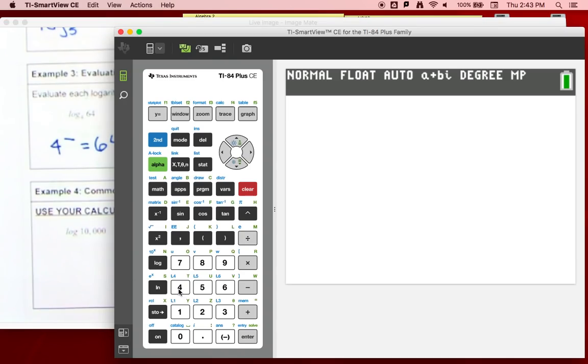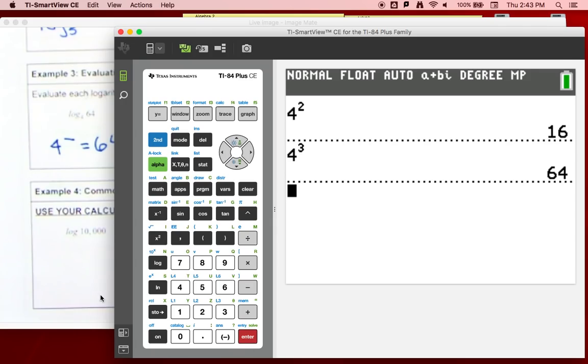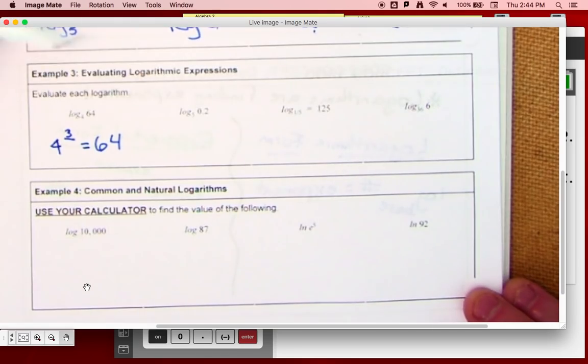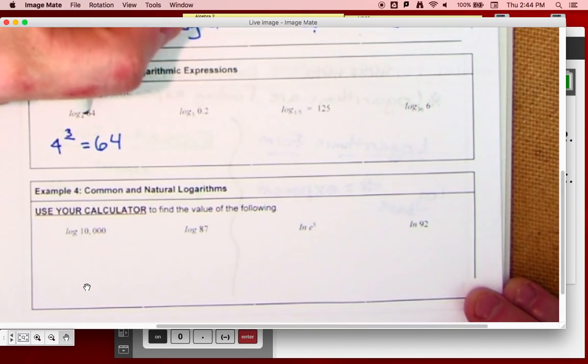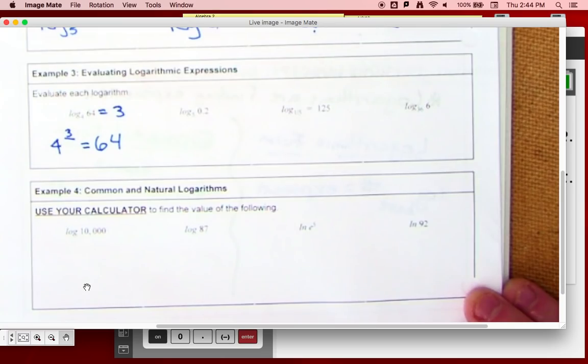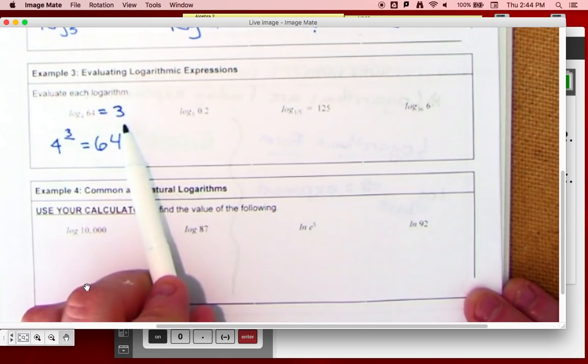Well, let's see here. 4 raised to the second power? No, that's 16, not 64. So 4 raised to the third power, that is 64. So we know that 4 raised to the third power is 64. So if we go back to the original problem, we can say the logarithm in base 4 of 64 equals 3. Okay, and that's what we're looking for, our answer of 3.